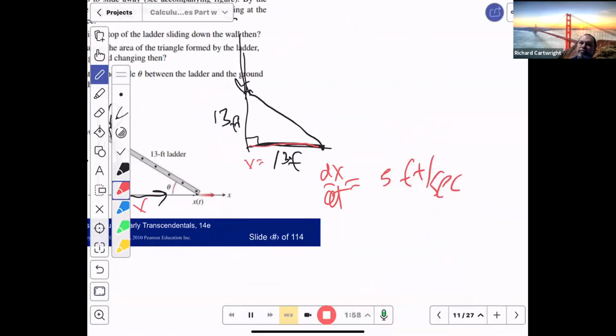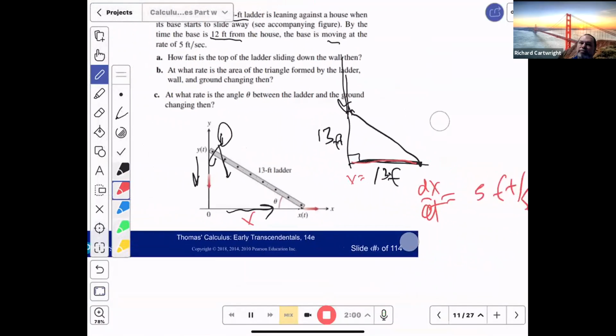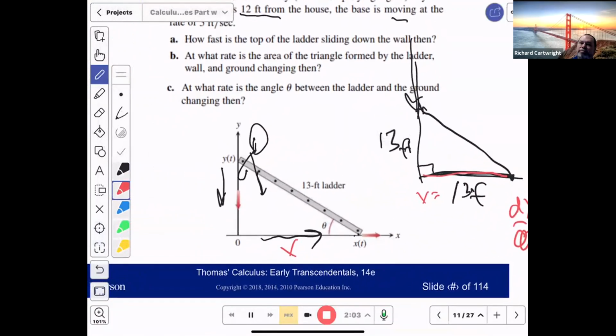Okay, so that is your scenario. He's got it broken into 3 problems. How fast is the top of the ladder falling down the wall? If I label this as my y, he's asking what is dy/dt. I bet you any money it's negative. You agree with me? Yes, sir.